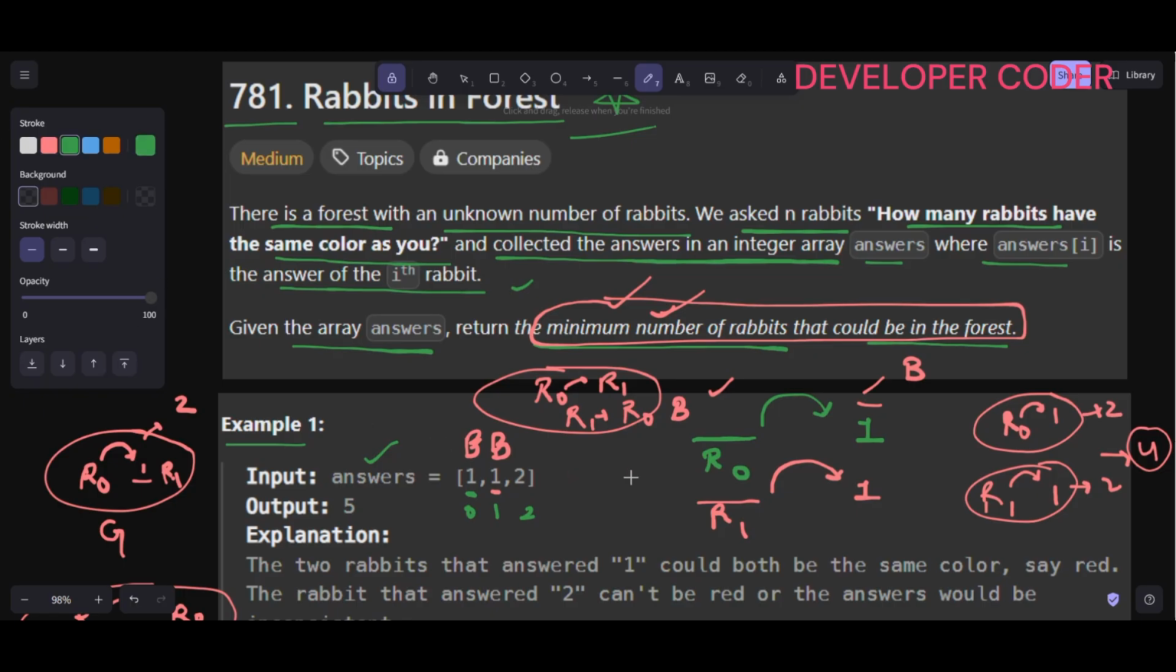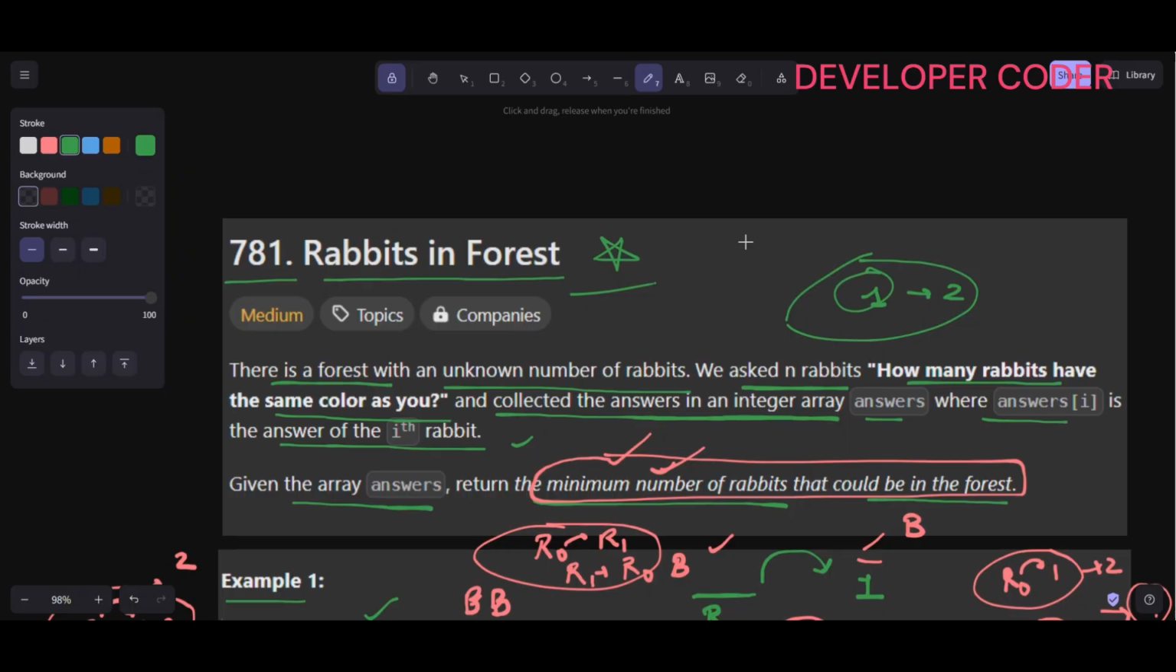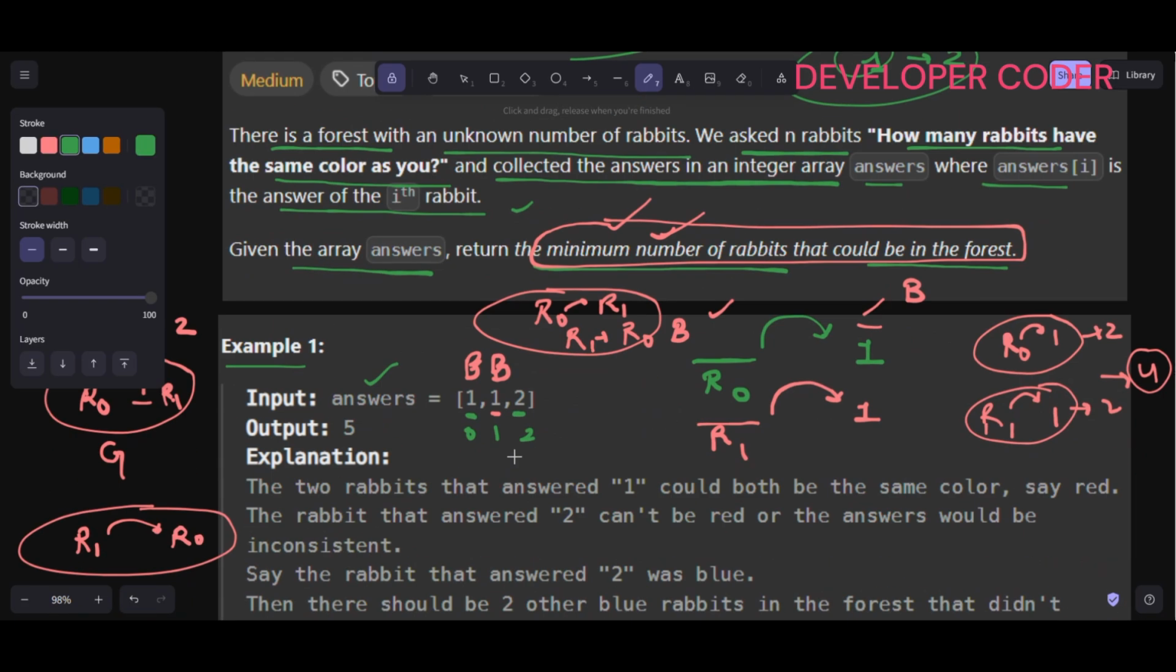So right now, we have two rabbits in total, because we have one single group, and rabbit 0 is talking about rabbit 1 and rabbit 1 is talking about rabbit 0. So we have just a single group, and in that single group we have two rabbits. Now see, this rabbit at index 2, the rabbit at index 2.